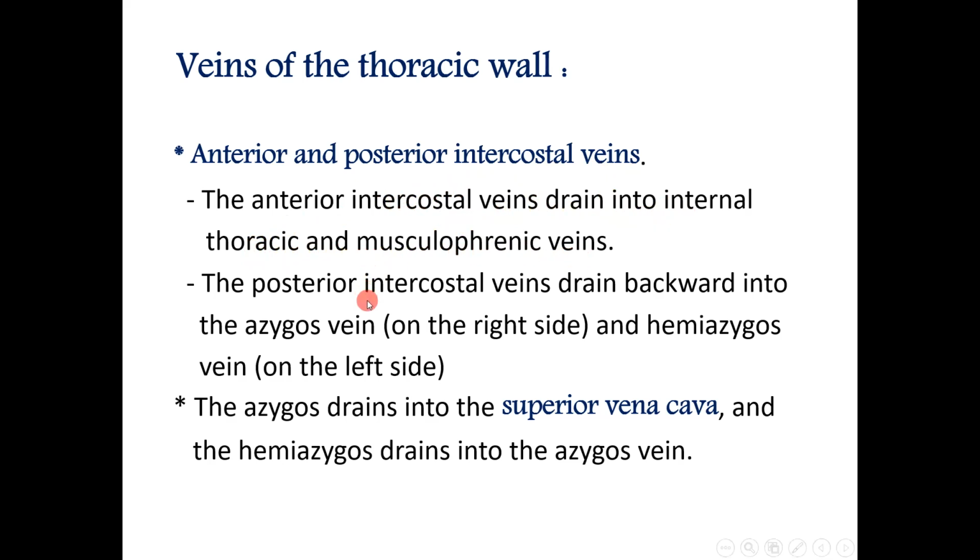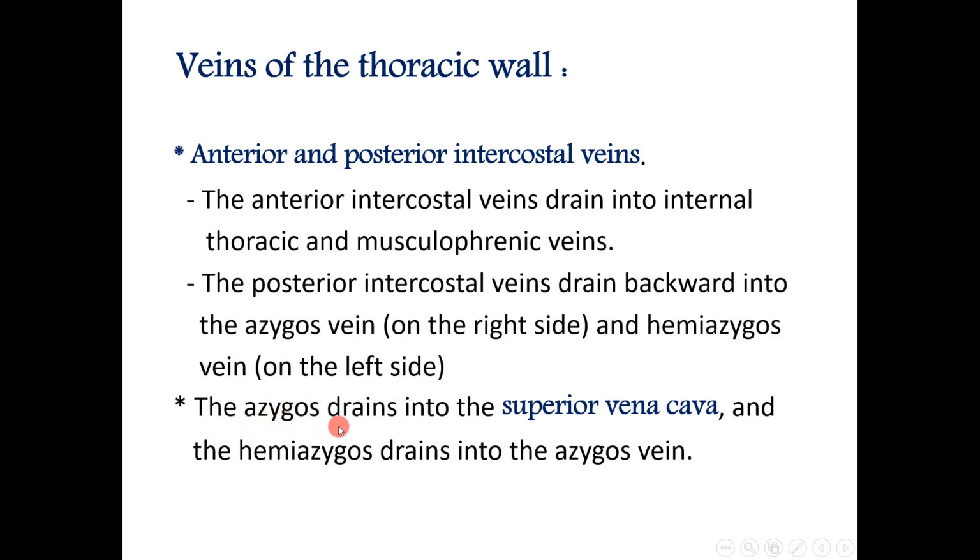The posterior intercostal veins drain backward into the azygos vein on the right side and the hemiazygos vein on the left side. These veins, azygos on the right and hemiazygos on the left, collect blood from the abdomen and lower part of the abdomen, and they ascend and unite with each other. All the tributaries unite to form these main veins, called the azygos on the right side and the hemiazygos on the left side. I will show you in the next picture.